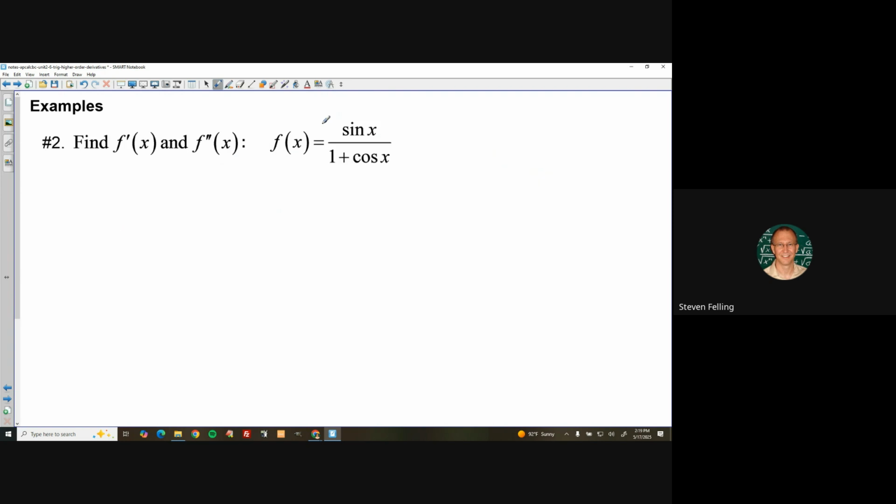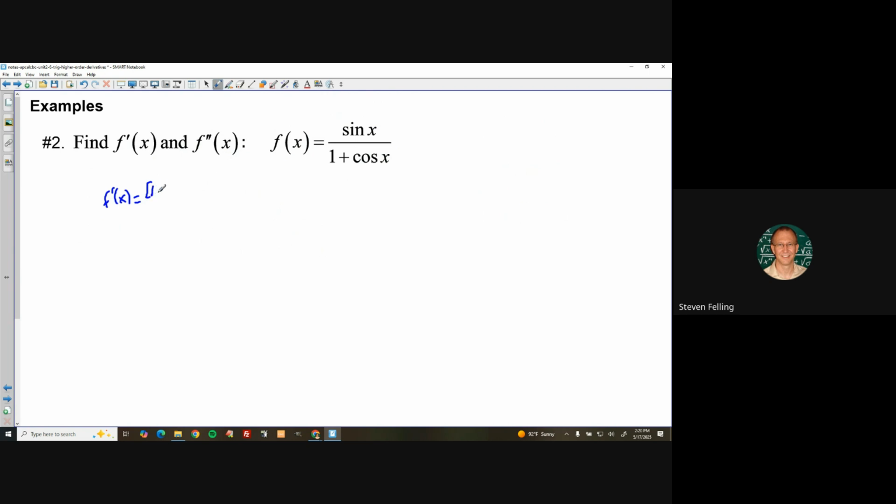Okay, let's just look at a couple other things involving trig. Here's a function, f of x is sine x over 1 plus cosine x. And we want to find the first and second derivatives. All right, so the first derivative, f prime of x, looks to me to be a quotient structure. So I'm just going to do quotient rule.